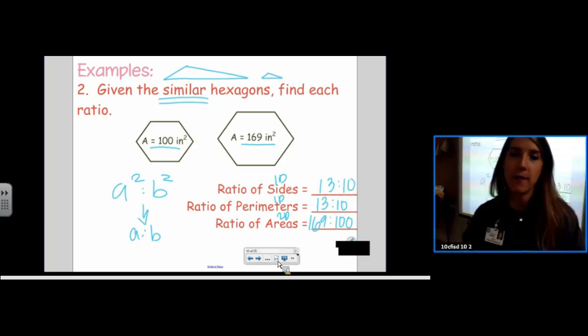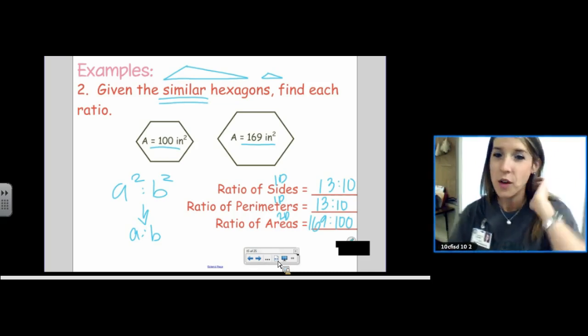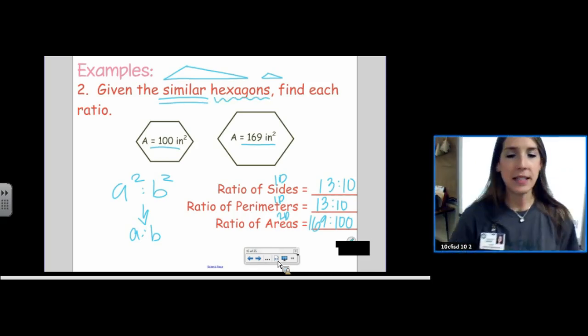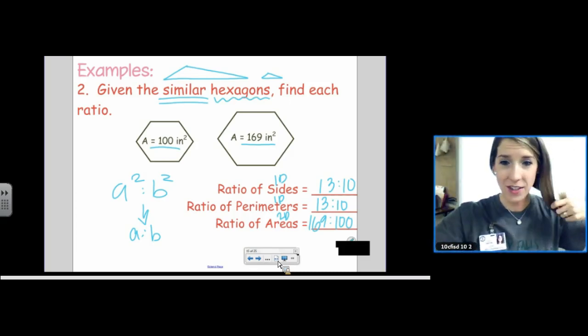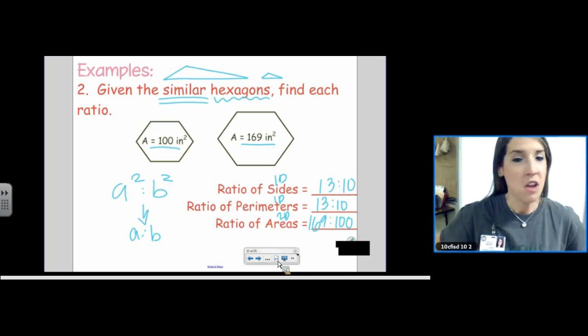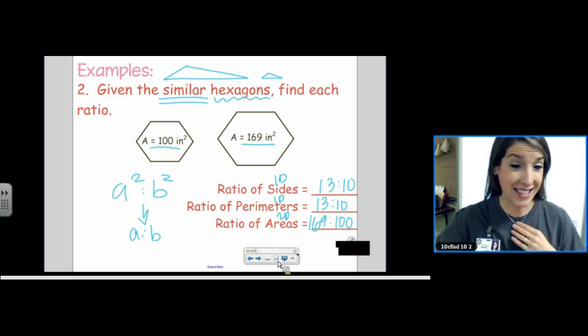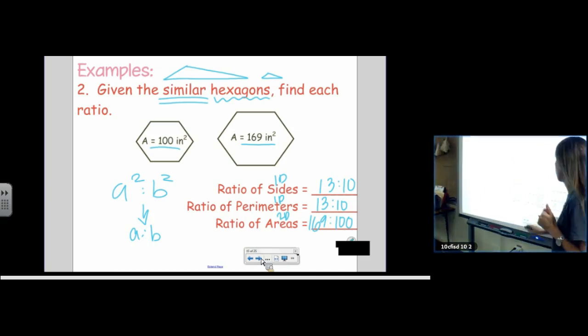Do you notice that we never once touched our formula chart? Do you notice that honestly, we didn't even care that these were hexagons? Because they were similar, we were using the proportional change. We're using the fact that they're proportional. We didn't need to use apothem times perimeter divided by 2. We didn't need to find the perimeter knowing that it had 6 sides. We got to skip it. Pretty cool. Next example.